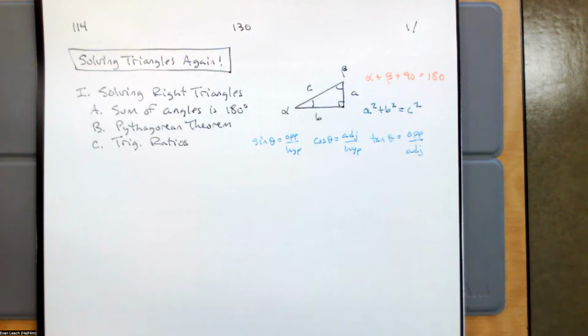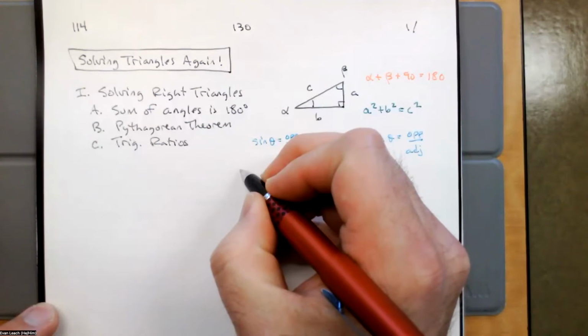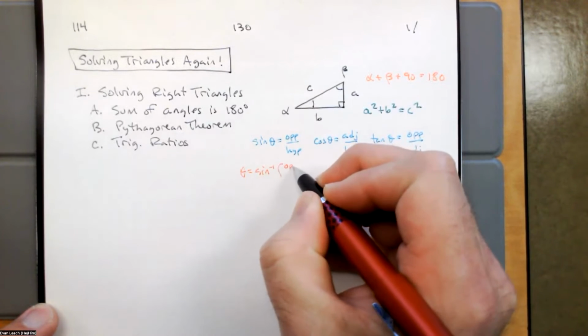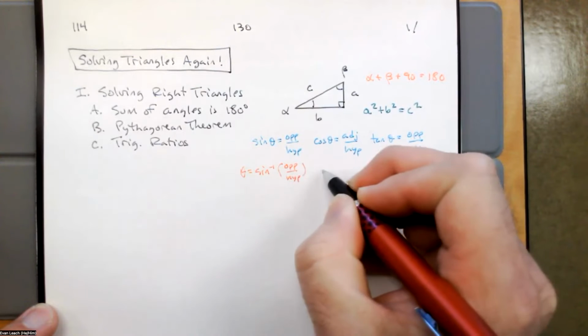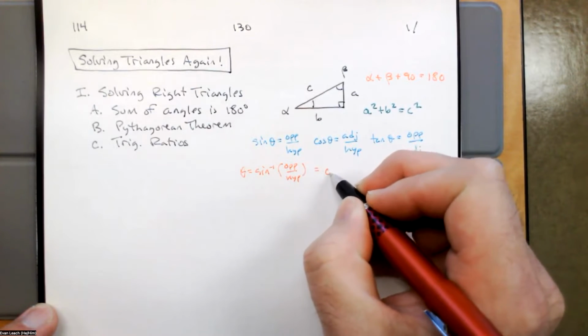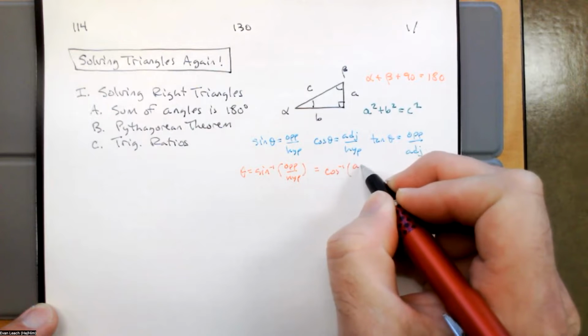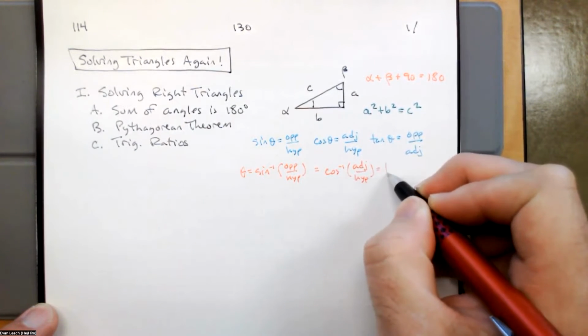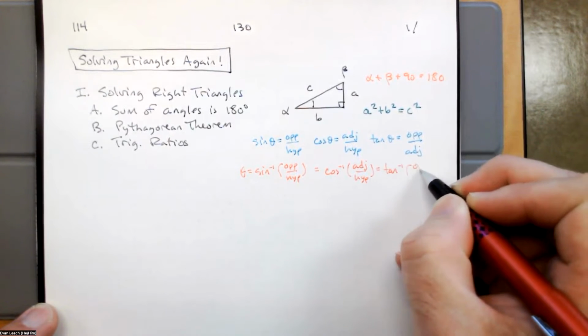The trig ratios we use not only for finding one of the sides, but we use inverse trig functions for finding the angles. So we also were able to rewrite our trig ratios to solve for angles. So we could say that theta is sine inverse of opposite over hypotenuse, or cosine inverse of adjacent over hypotenuse, or tangent inverse of opposite over adjacent.